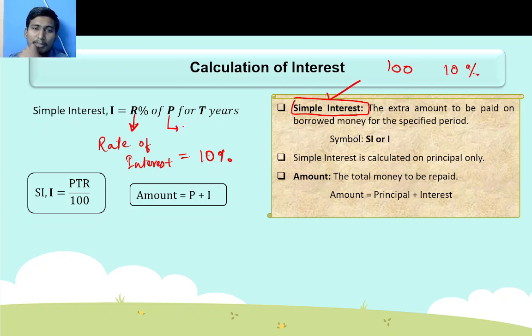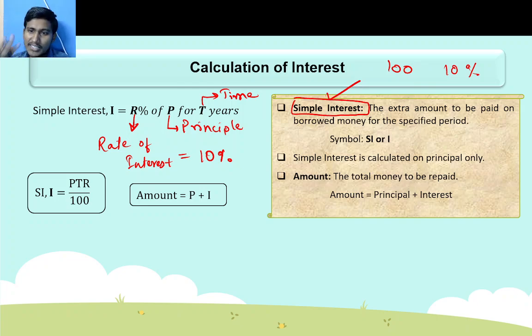P means principal. Principal means how much money you have taken, right? 10,000 rupees, 20,000 rupees, 1 lakh rupees, 2 lakh rupees. The total sum, how much you have taken. That is money. T means time. How many years you have taken it for. 1 year, 2 years, that is the time, right?